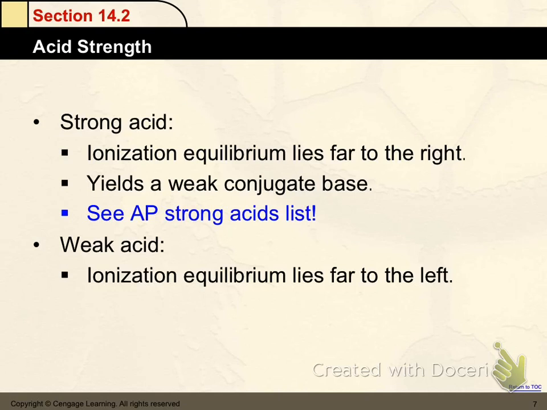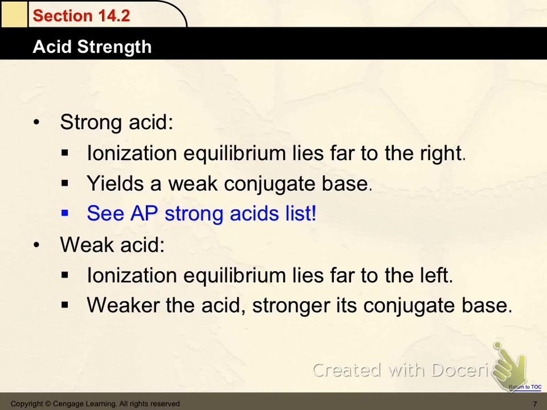Okay, what makes a weak acid? A weak acid has an ionization equilibrium lying far to the left. So that means hardly anything dissociates. Generally, the weaker the acid, the stronger its conjugate base.